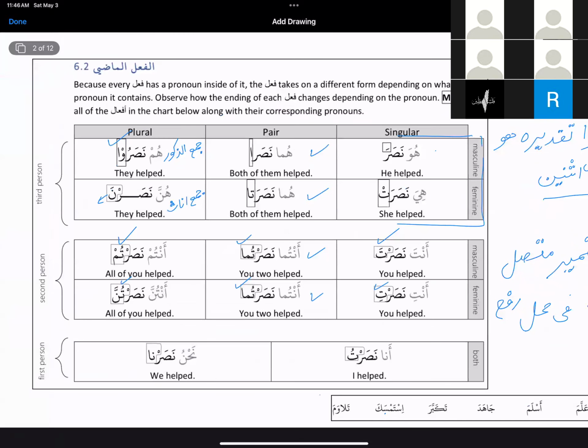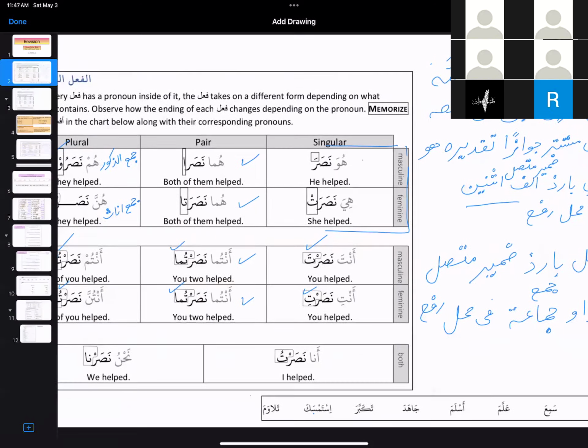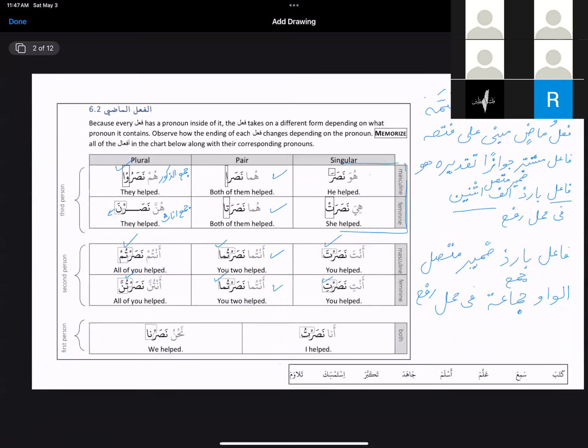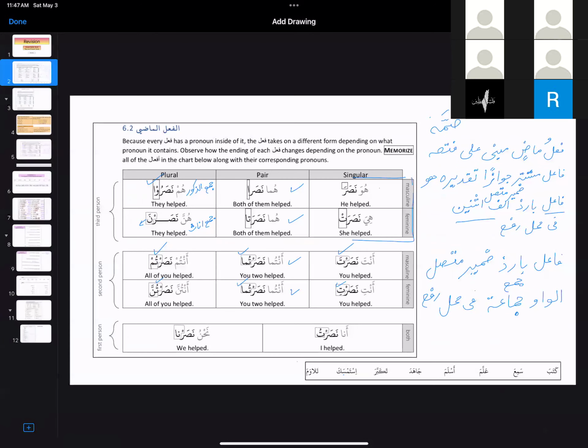It was very informative. Both basic and advanced, sort of. Because if you know what your fa'il is, you can take any verb if you just understand the chemistry behind this template. So now let's do some practice.